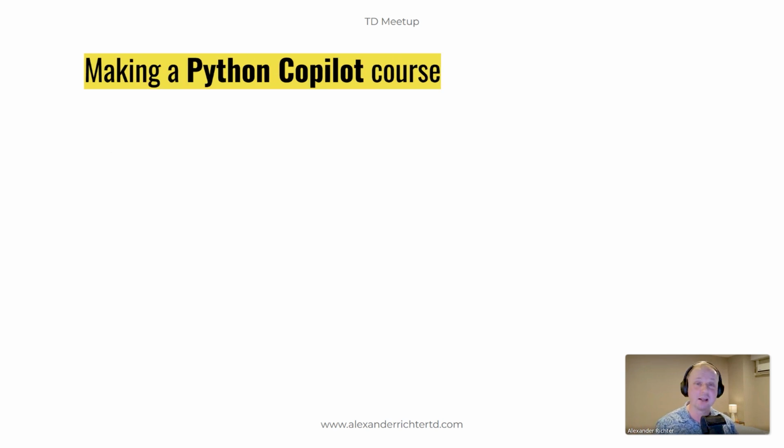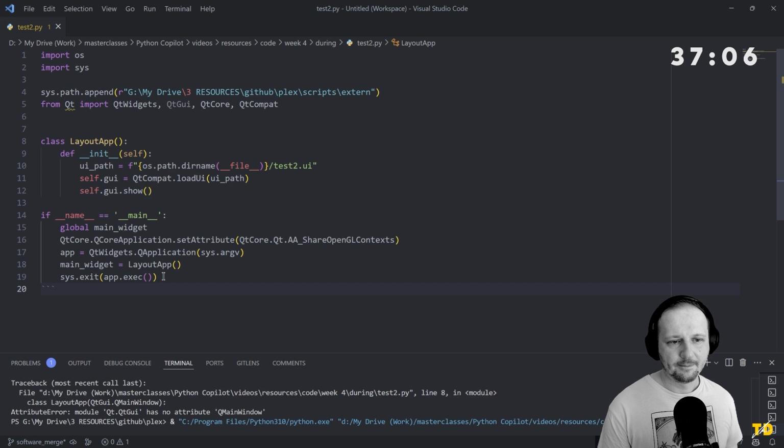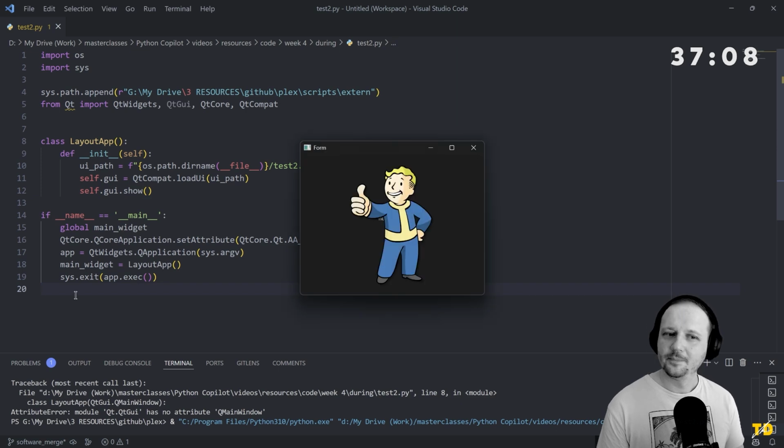The other way where I learned more about Copilot is by creating the Python Copilot course. So what did I do there? For example, I compared the classic way, which means skills, Google, forums, versus Copilot, for example, to fix a bug. And in my case, I had this bug, which took me 37 minutes, 28 seconds to solve by myself.